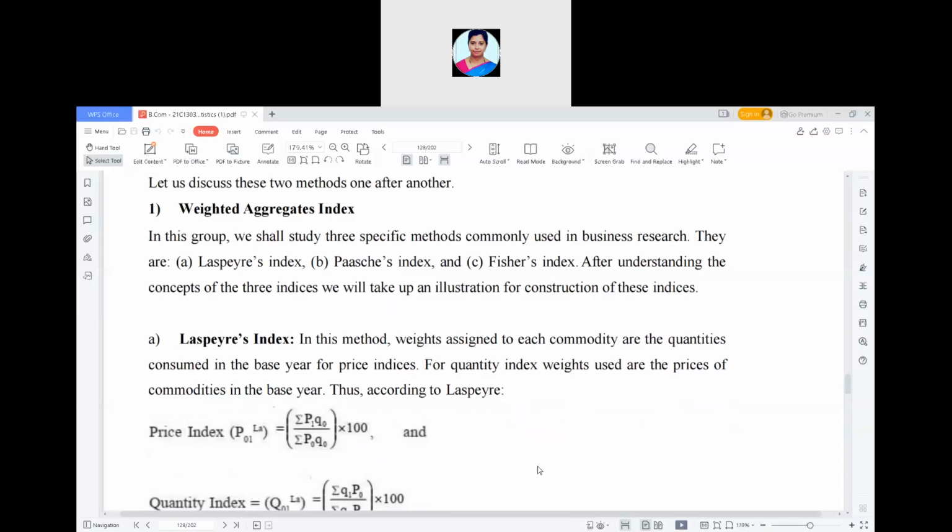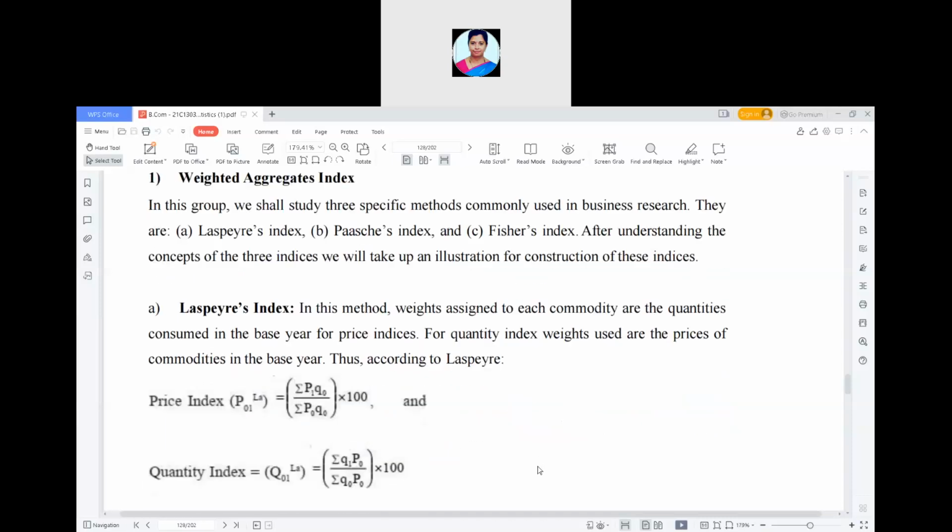This is the formula for finding Laspeyres' method. The price index is given by P01 equal to summation P1 Q0 divided by summation P0 Q0 into 100. And the quantity index Q01 is given by summation Q1 P0 by summation Q0 P0 into 100.